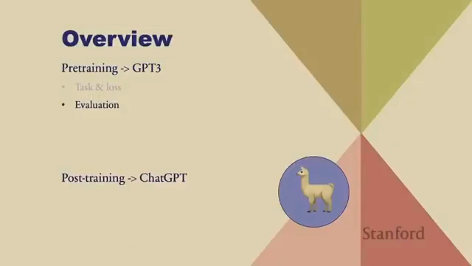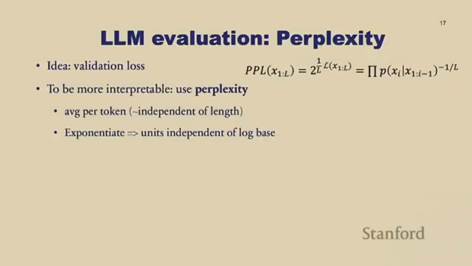Great. So we talked about the task, the loss, the tokenizer. Let's talk a little bit about evaluation. The way that LLMs are usually evaluated is using what we call perplexity. At a high level, it's basically just your validation loss. The slight difference is that we use something slightly more interpretable: we use the average per token loss, and then you exponentiate it. The reason you exponentiate is that the loss has a log inside, and one, humans are pretty bad at thinking in log space, but two, logs depend on the base of the log.